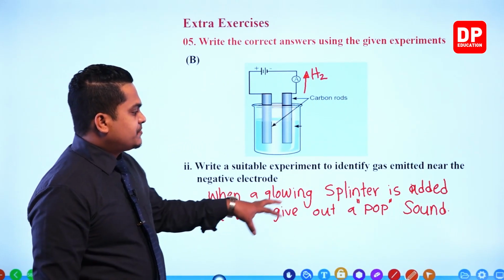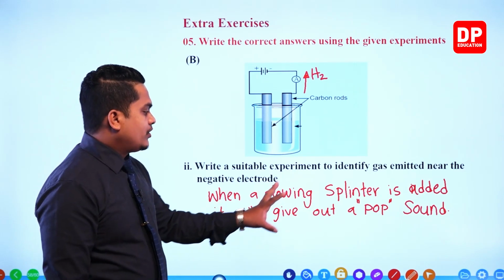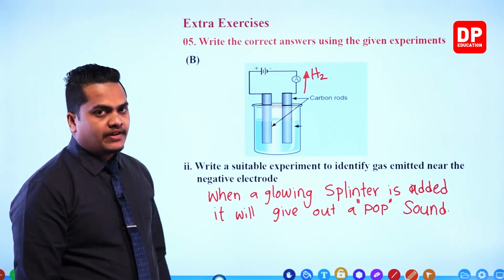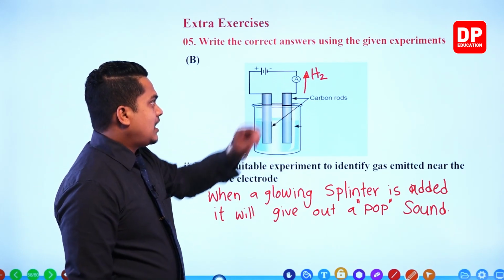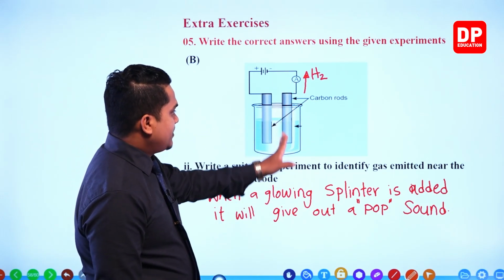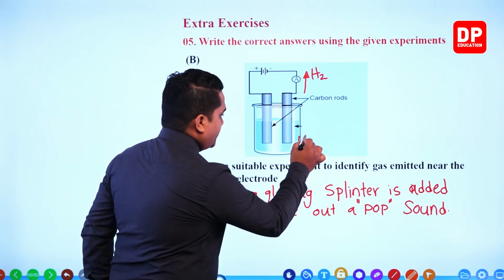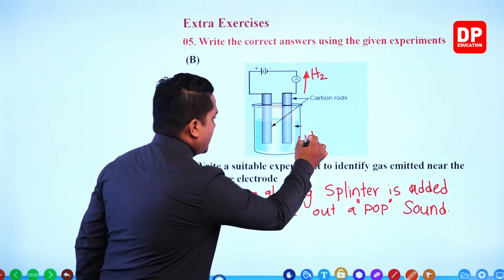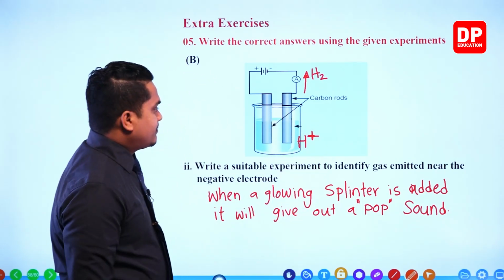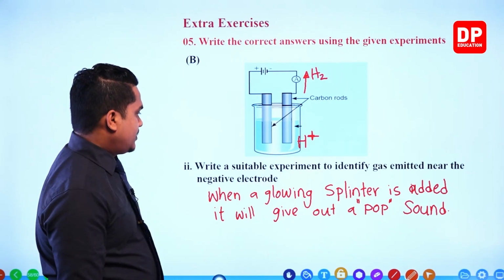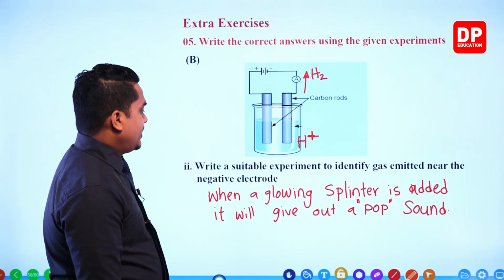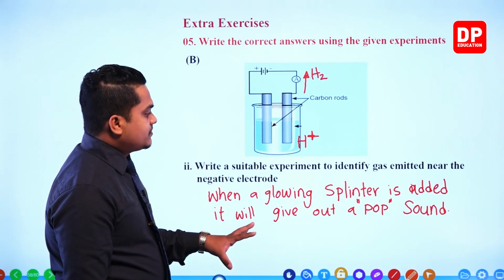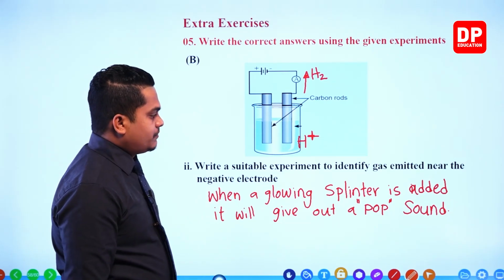So when a glowing splinter is added, it will give out a pop sound, right? So this is how to identify hydrogen gas which is getting emitted from the negative terminal, as there are hydrogen plus ions in here. Okay. So the experiment to identify gas emitted near the negative electrode would be: when a glowing splinter is added, it will give out a pop sound.